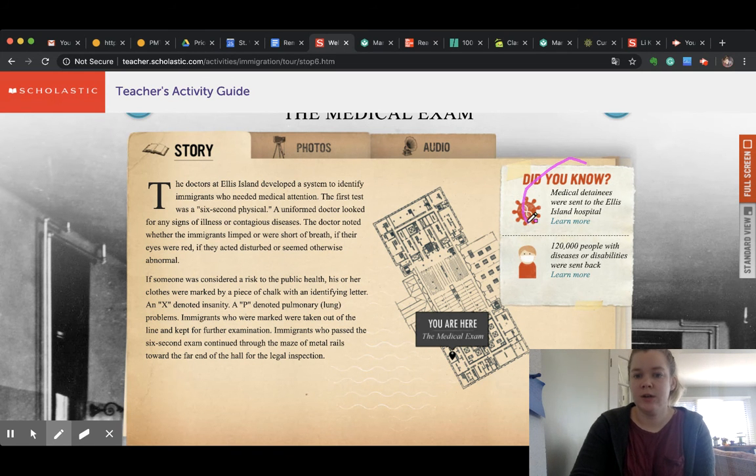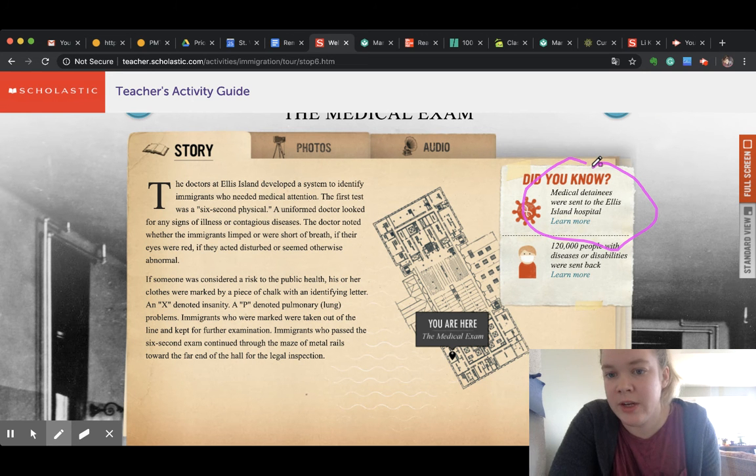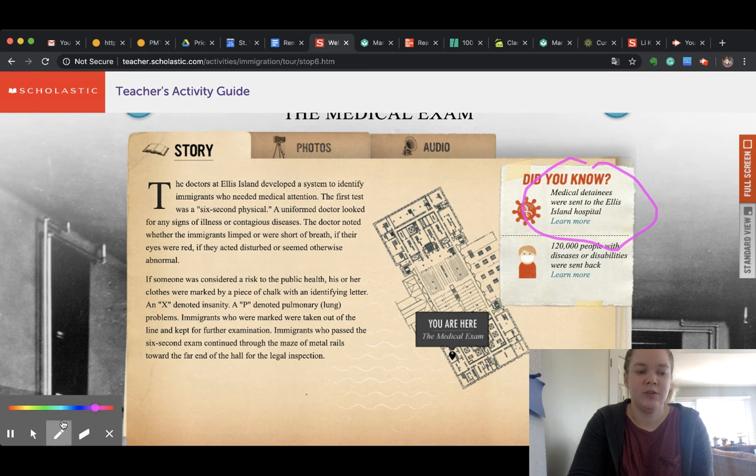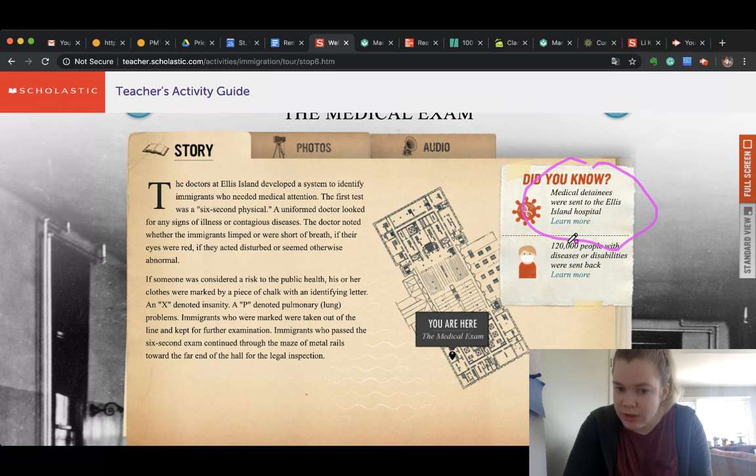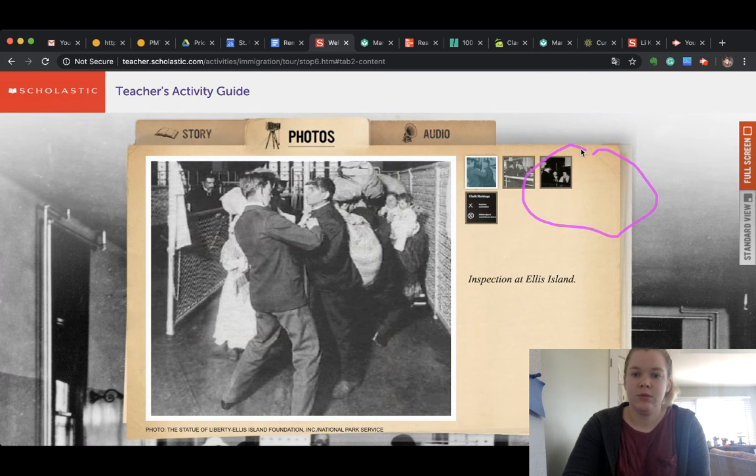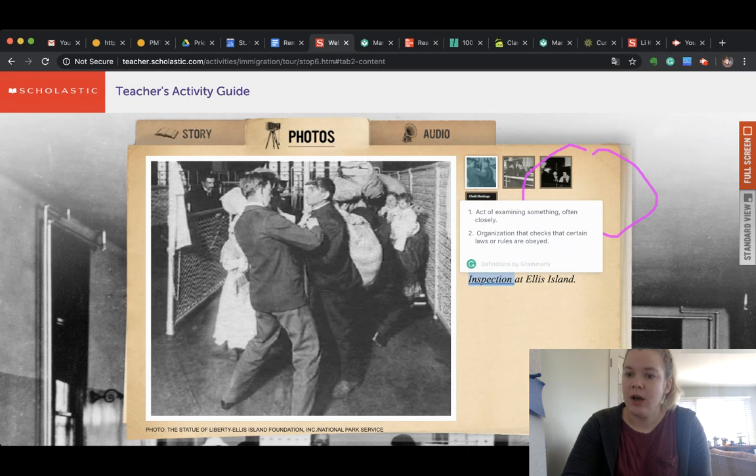So we have a couple of fun facts. Right here, as you can see, it says, did you know medical detainees were sent to Ellis Island Hospital? If you want to learn more, you can click more about that. And it also says 120,000 people with disease or disabilities were sent back. So a lot of people were sent back, okay? If you are curious what it looks like, you can click learn more. This is kind of what it looks like. Sorry, I don't know how to get rid of that part.